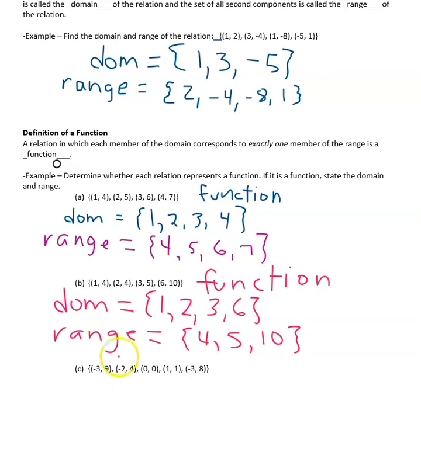So looking at our last example here, we have the ordered pairs (-3, 9), (-2, 4), (0, 0), (1, 1), and (-3, 8). And I can quickly go, uh-oh, this is a problem. This is not going to be a function because -3 corresponds to 9 in this ordered pair, but -3 corresponds to 8 in this ordered pair. And anytime that the same X corresponds to different Y's, what we have is not a function. So in this case, there's no need to find the domain and range because this would not be a function.